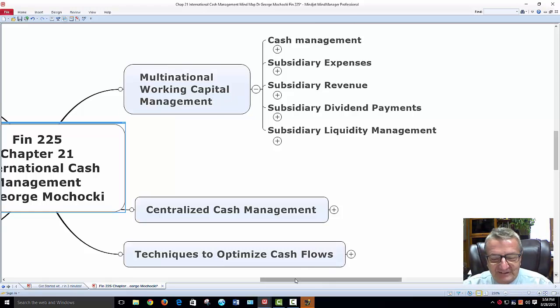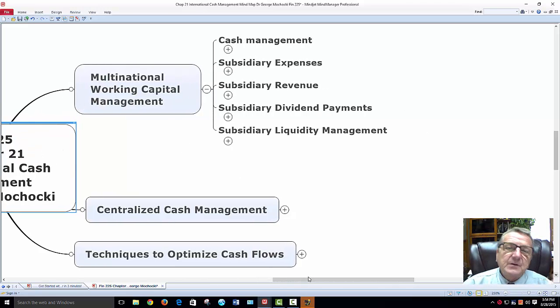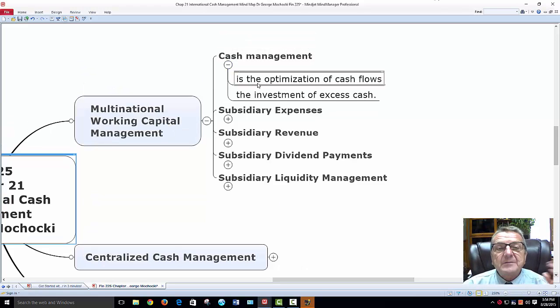All right, cash management. The whole thing we're looking at is cash management. So we're looking at multinational working capital management. We're just going to talk about the money, the cash. It all ties in. So cash management is the optimization of cash flows and investment of excess cash. So I would just go cash flows, cash management, optimization, whatever you want to do, or just cash flows and excess cash.